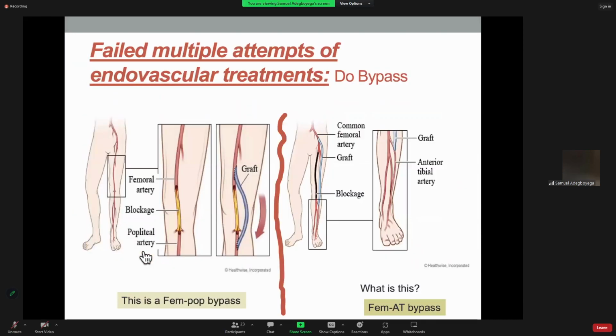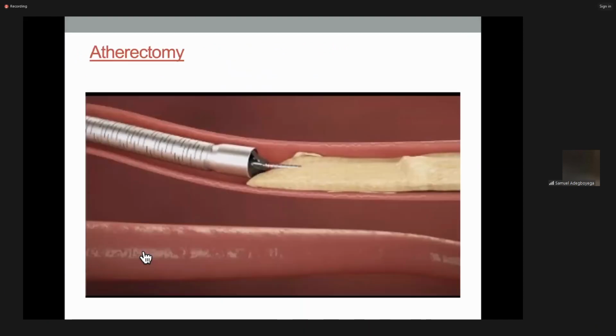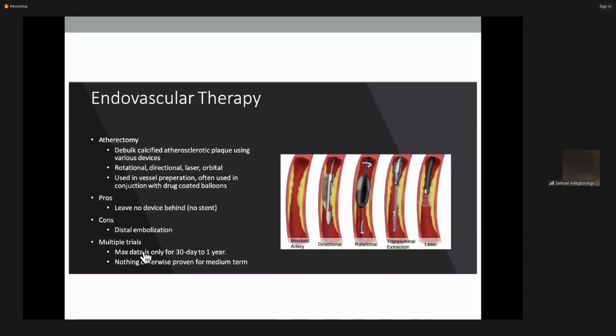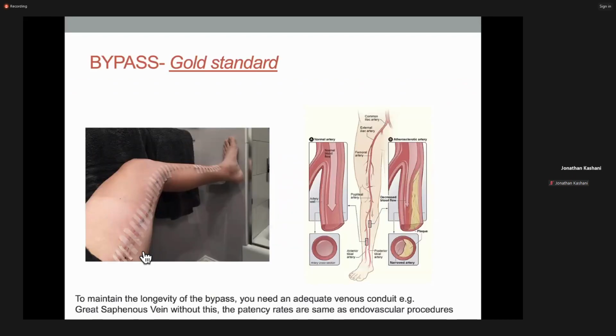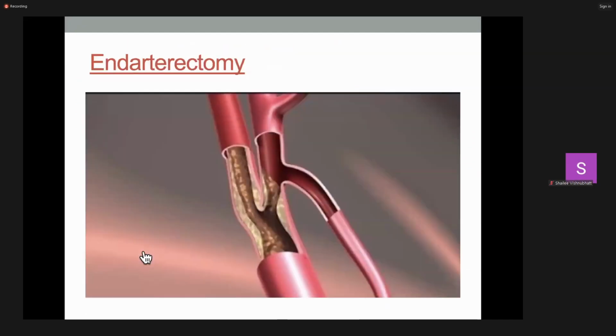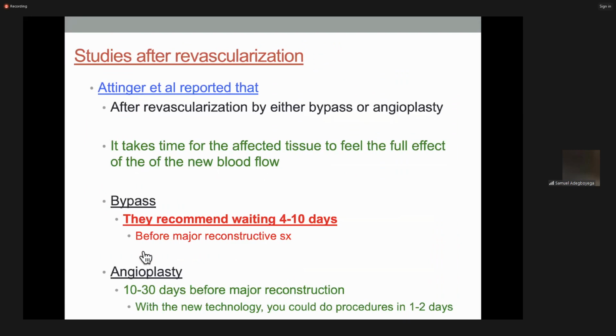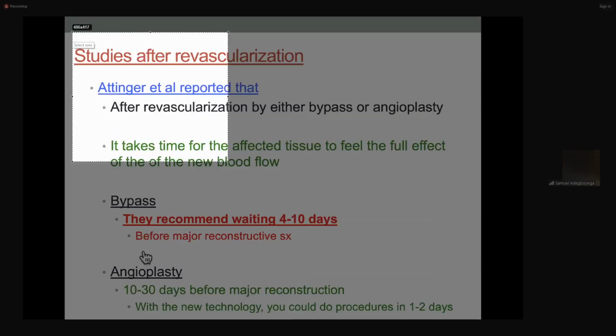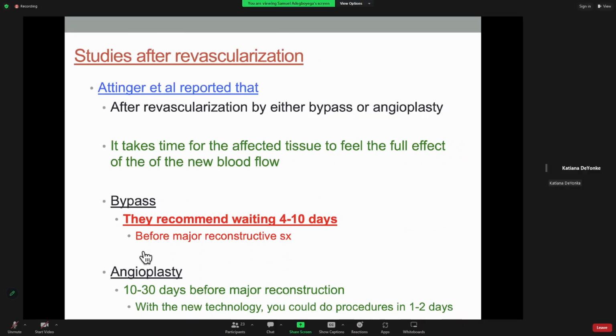Oh, one more thing. What is the number one problem with endovascular procedures? Restenosis. What is the gold standard for revascularization? Bypass. And when should you do a major surgery after bypass? 4 to 10 days. What about after angioplasty? 10 to 30. Right. So basically, on your board exam, the answer usually is going to be 10 days.